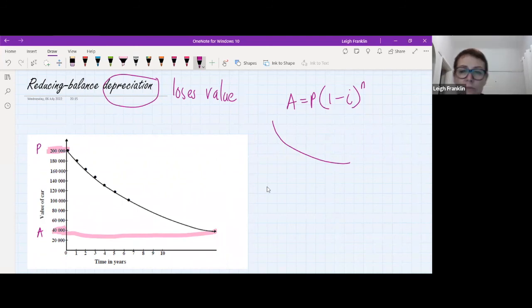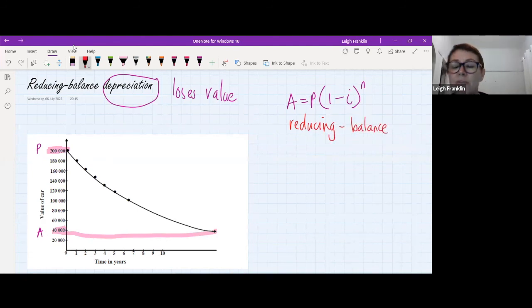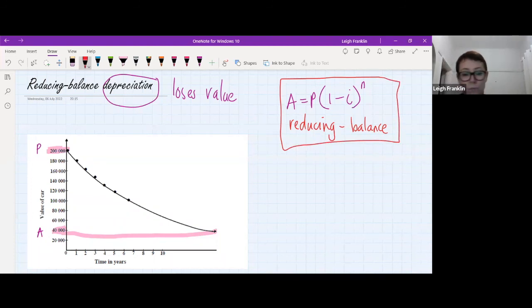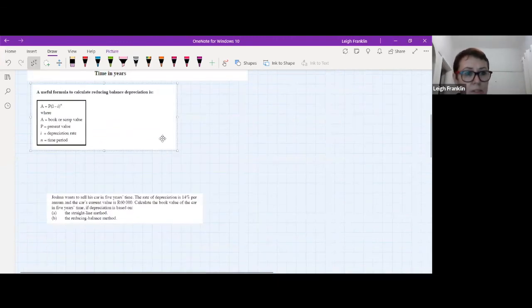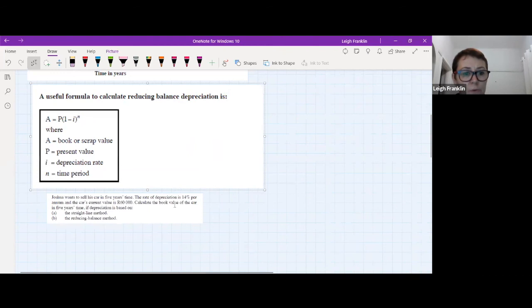Okay, so here's our formula. A equals P(1 minus i)^n. And it's really important that you make the association between that and the words reducing balance, because they often ask questions in the matric paper and ask you to calculate different things, and they say to you that it's on a reducing balance. All right, and they expect you to know that that is the formula. So, a useful formula.